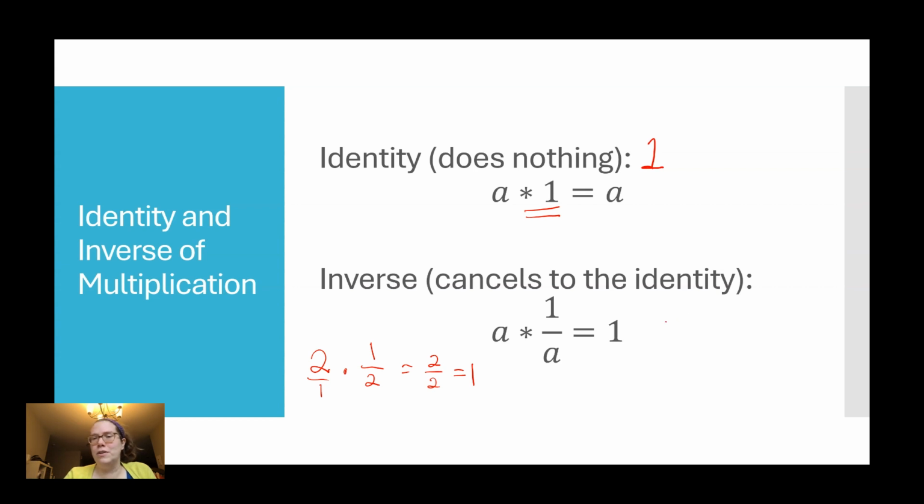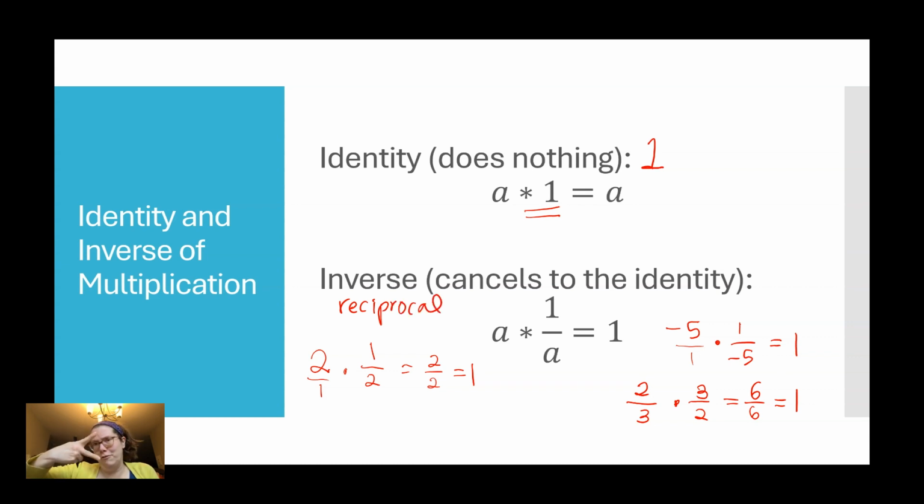The inverse of negative 5, remember that every whole number just has a 1 underneath it. The inverse of negative 5 is 1 over negative 5. When we multiply those together, they're going to cancel to be 1. The inverse of 2/3 is going to be flipped, 3/2. Now we have 6 over 6, which is 1, our identity. So the inverse is always going to be the reciprocal, which is essentially that number flipped.